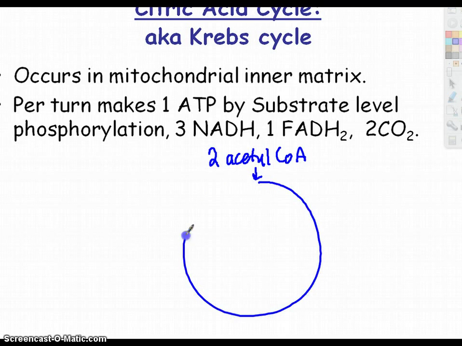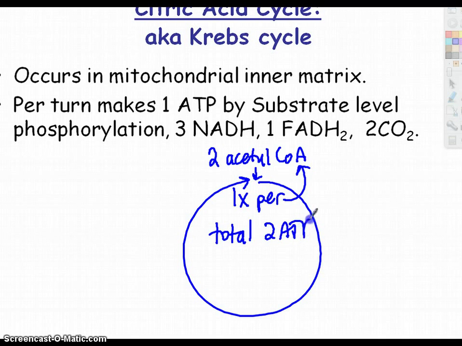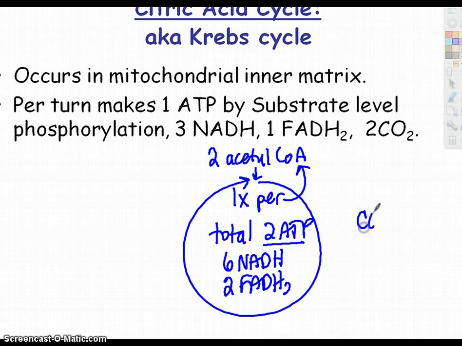They're going to feed in, and this is going to turn 1 time per acetyl-CoA, which means how many total ATP are going to be made in the citric acid cycle? 2. How many NADHs? 6. How many FADH2s? 2. And how many carbon dioxides? 4. So everything doubles, because it turns once for each of these. Remember we split glucose, so everything from that point on has to happen twice.